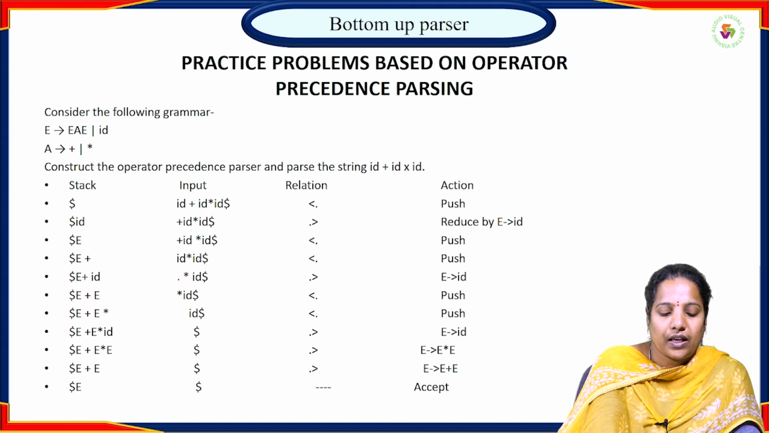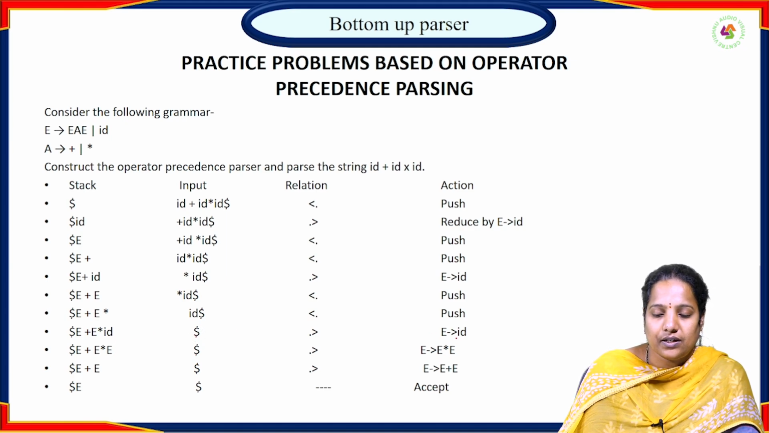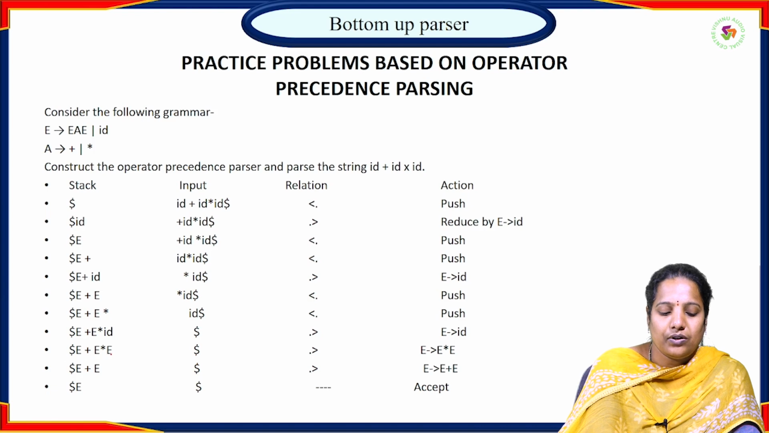Next, id and star. Id has higher precedence compared to star, so we perform reduce, that is E goes to id, and the top of the stack is E. Then the previous operator is plus and the present operator is star. Plus has lesser precedence than star, so the current input symbol will be pushed onto the stack. Star and id: star has lesser precedence, so id will be pushed onto the stack. Next, id and dollar: id has higher precedence, so it will be reduced. Then we get the production E plus E star E.